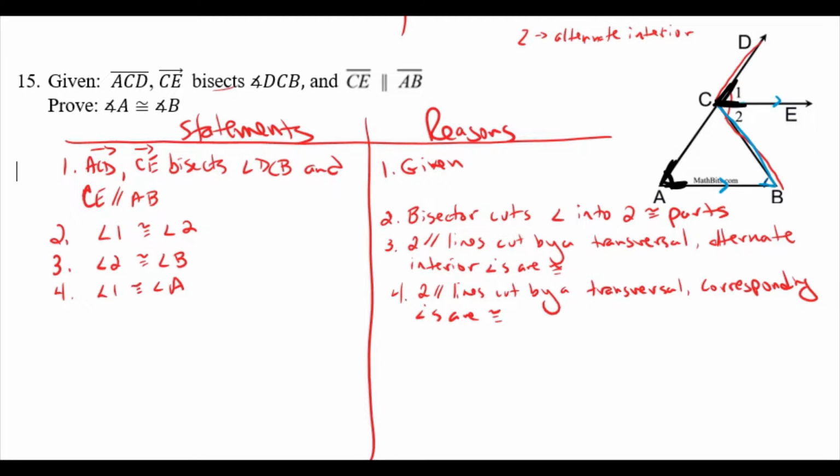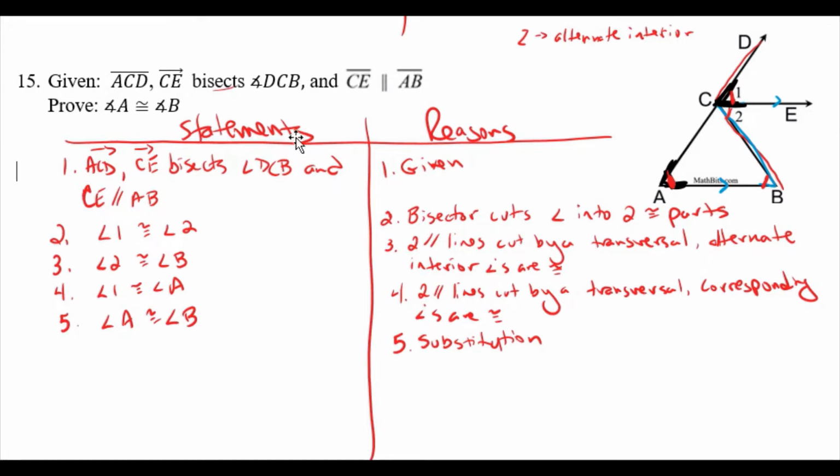Okay, so now we have 1 congruent to 2, 2 congruent to B, 1 congruent to A. So now we know all 4 of these angles have to be the same measure. So what we can now say is that angle A is congruent to angle B. And what we're doing is we're taking A, replacing it with 1, okay, and we're taking B, and replacing it with 2, since it's equal. Okay, so 5 is just substitution. Not transitive, but substitution. Okay, and that's it, guys. So that's 15.